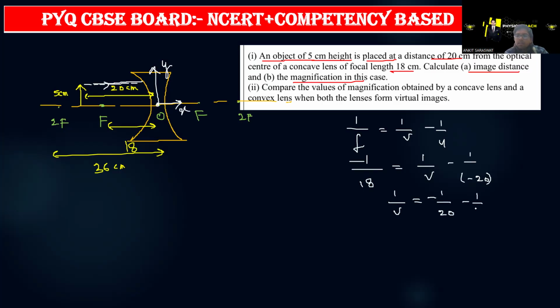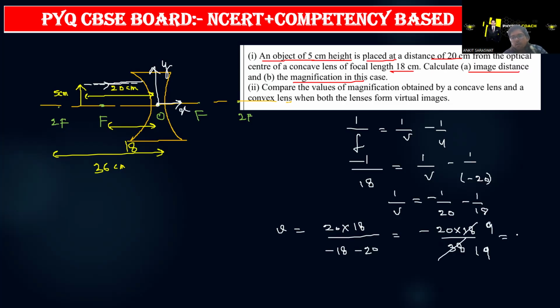Minus 1 by 20, minus 1 by 18. So v will be 20 into 18, minus 18 minus 20. So let it be how much? 38. Clear? Now just solve this. What is the answer? 180 by 19 centimeter. Let it be. V negative means it is formed in front of a concave lens.